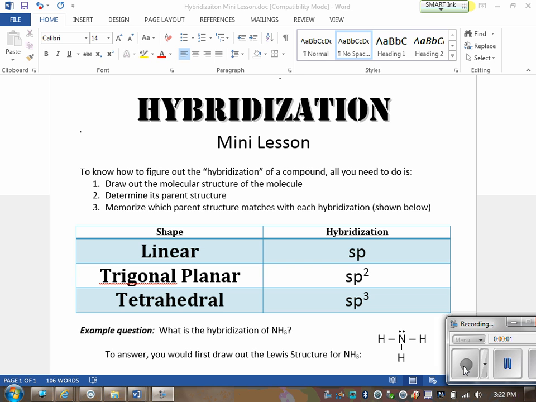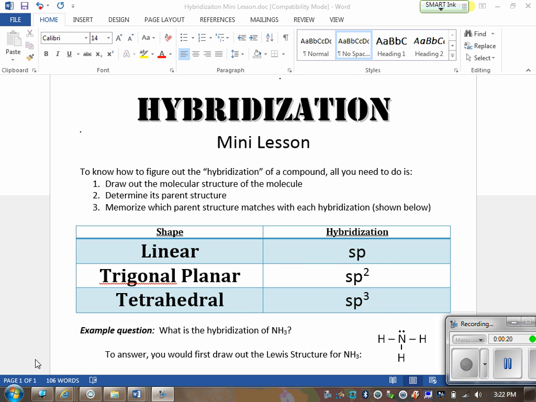Okay, guys, so hybridization is a very complicated topic, one we're not going to really get into, but I'm going to teach you a couple of tricks to be able to answer certain kinds of questions on the AP test. So if they ask you what the hybridization of a molecule is, the steps for figuring it out are very, very straightforward. You're going to start by drawing out your molecule.